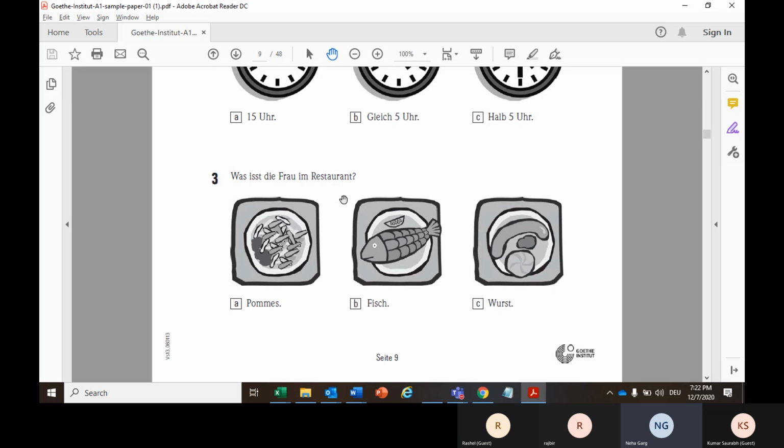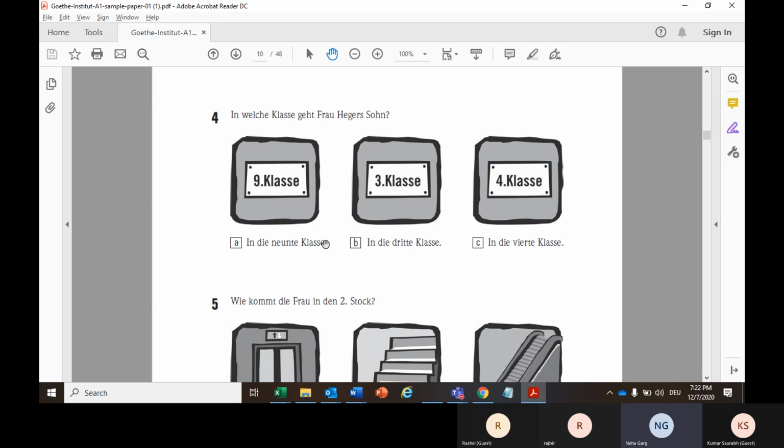Nummer 3. Was ist die Frau im Restaurant? A. Okay, gut. Now, Nummer 4. In welche Klasse geht Frau Herger's Sohn? Rajbir, what is your answer? Ninth. Saurabh, what is your answer?